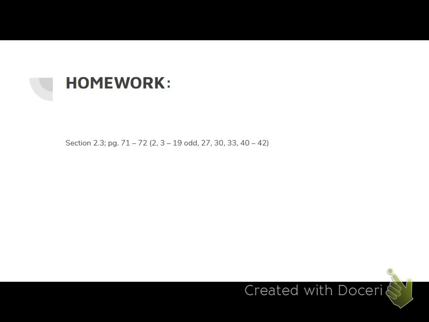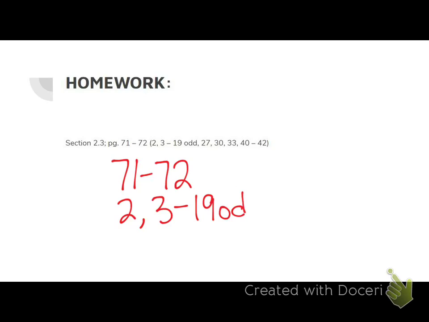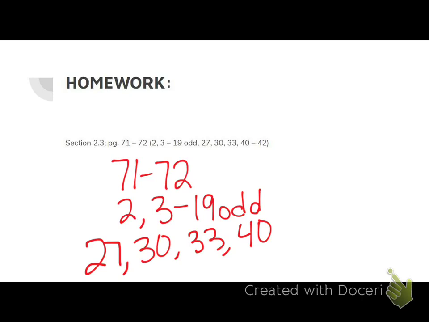Okay, there we go. Our homework assignment is on pages 71 and 72. We're doing number 2, 3 through 19 odds, 27, 30, 33, 40 through 42.